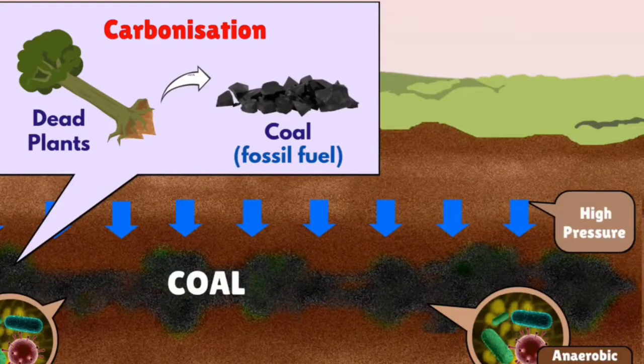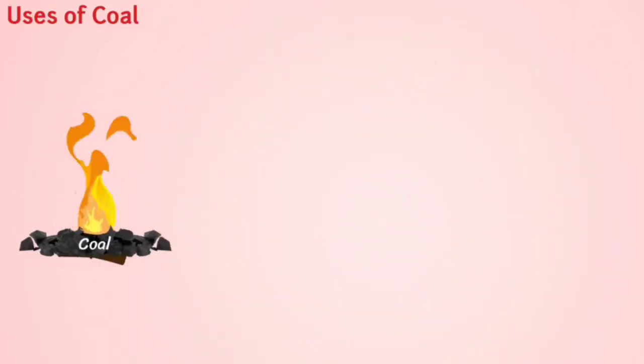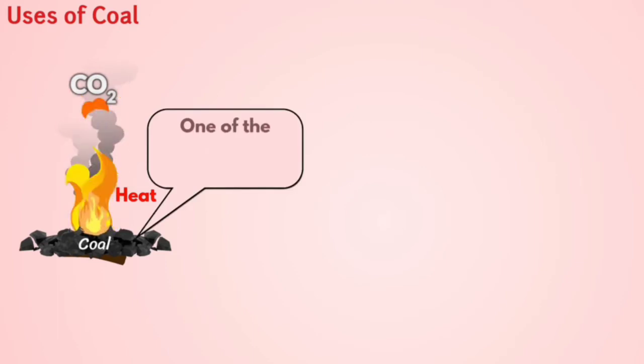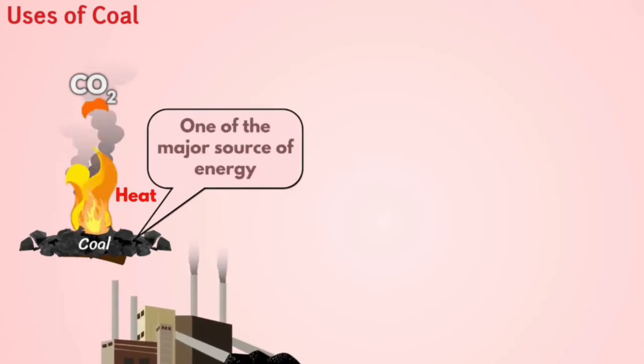On the basis of carbon content, what are the uses of coal? Burning of coal in air gives out a high amount of heat, releasing carbon dioxide gas. Thus, it is one of the major sources of energy. In industries, various useful products are produced from coal.